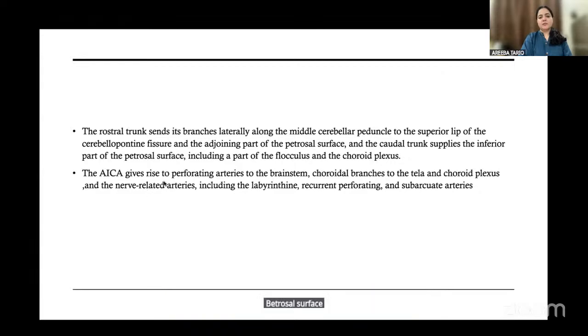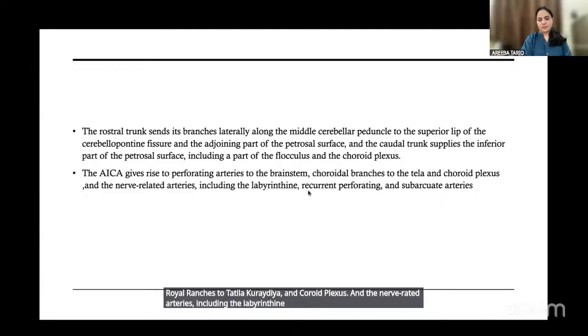Now, the ICA gave rise to perforating arteries to the brainstem, choroidal branches to the tela choroidea and choroid plexus, and the nerve-related arteries, including the labyrinthine artery, which we saw in previous slides, the recurrent perforating artery, and subarcuate arteries.